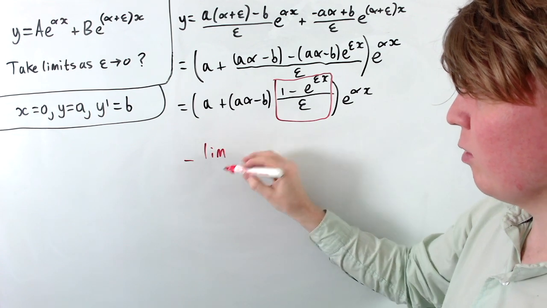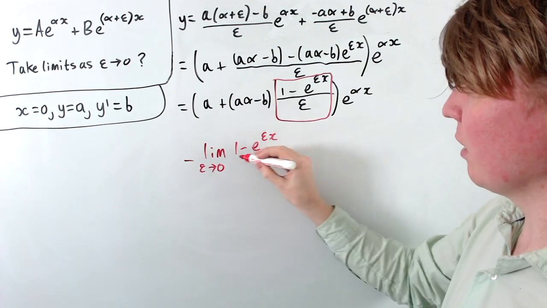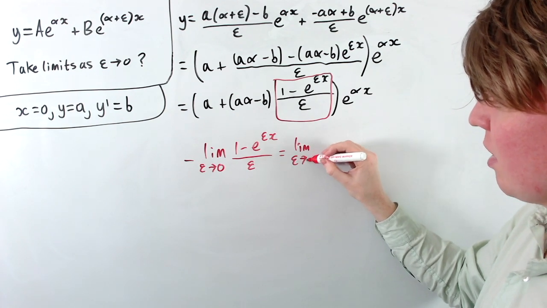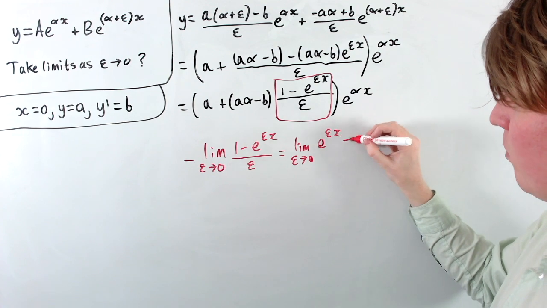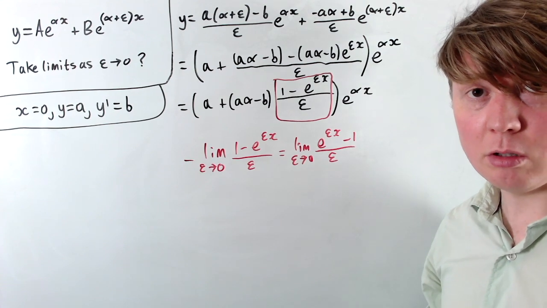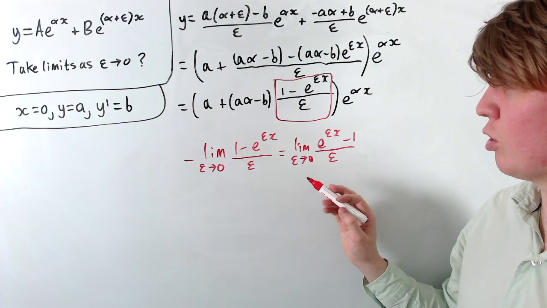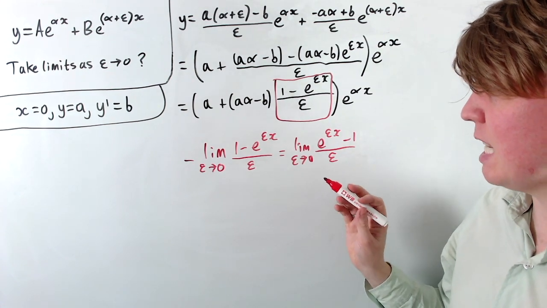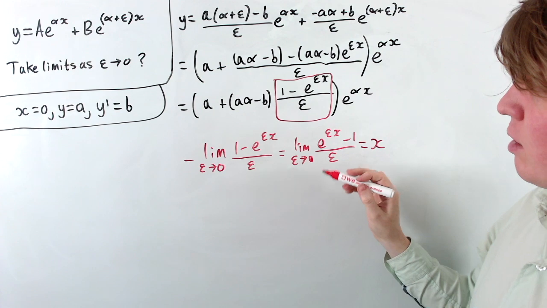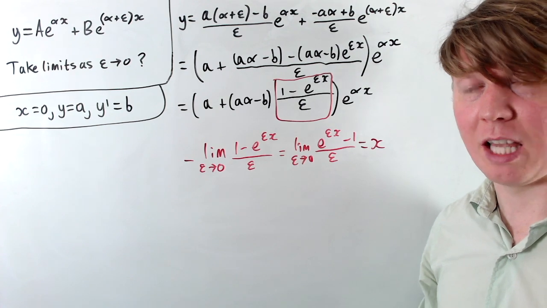Maybe we could write this the other way round. So the negative of the limit as epsilon goes to 0 of 1 minus e to the epsilon x over epsilon. We can write this as the limit as epsilon goes to 0 of e to the epsilon x minus 1 over epsilon. And this is in quite a nice form, so we could use Taylor series expansion or L'Hopital's rule. You could even see this as a derivative of a new function of e to the t times x with respect to t, but one way or another we see that this limit is just going to be equal to x. And remember, this is the negative of what we've got here, so when we take limits as epsilon goes to 0, we're going to get negative x.